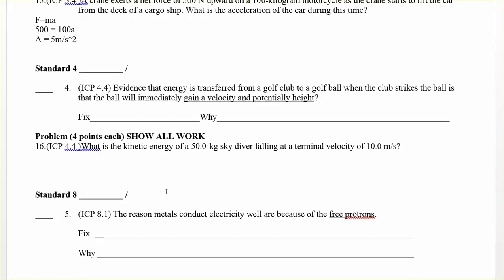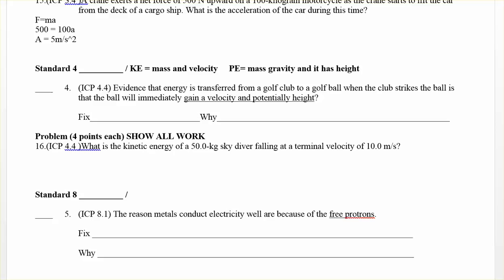All right, I think we're on to energy here. Evidence that energy is transferred from a golf club to a golf ball when the club strikes the ball is that the ball will immediately gain a velocity and potentially height. Well, we've talked about potential energy and kinetic energy. And kinetic energy means something has mass and velocity. Potential energy means it has mass, gravity's pulling on it, and it has some type of height.